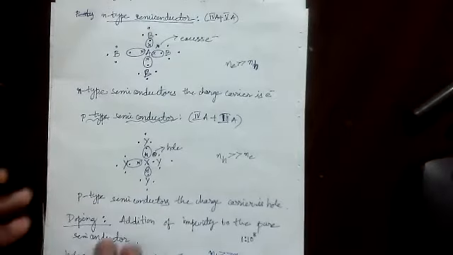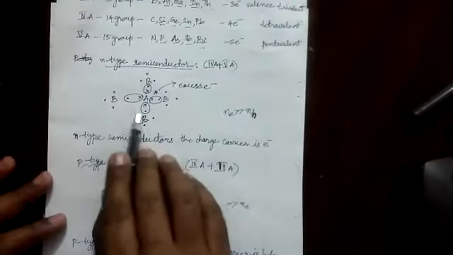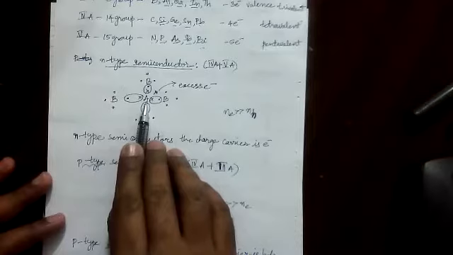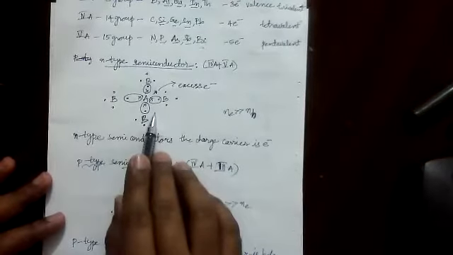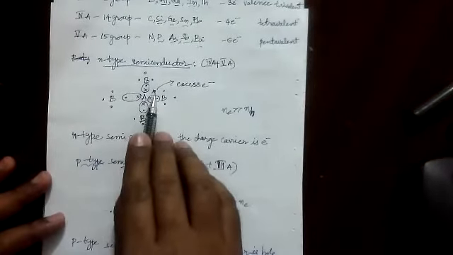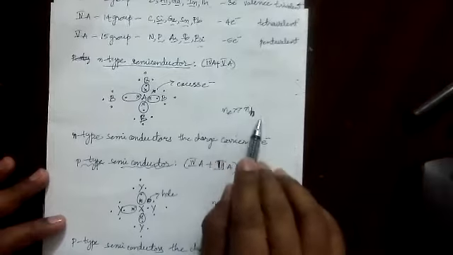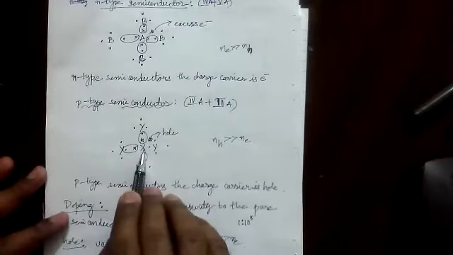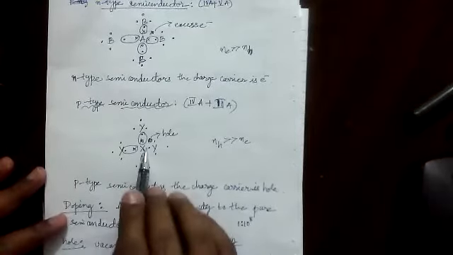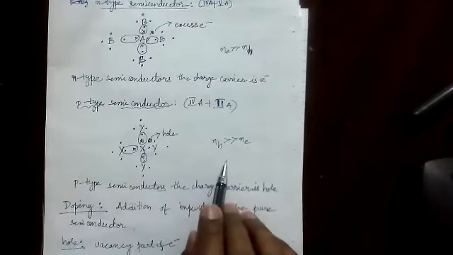In the n-type semiconductor, suppose this is a pentavalent atom and all the others are tetravalent. So one excess electron is available for every combination. That is the reason the number of electrons is much greater than the number of holes. Coming to the p-type semiconductor, X is trivalent and for every combination we have one hole. So the number of holes is greater than the number of electrons.